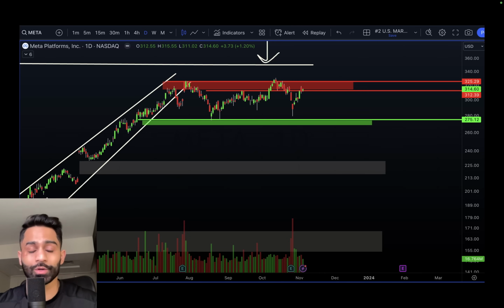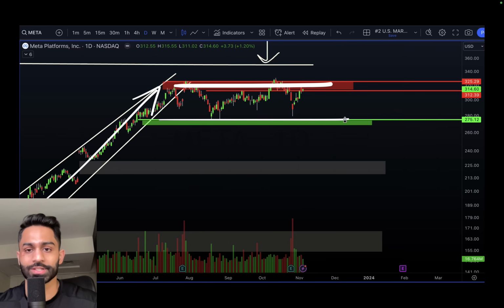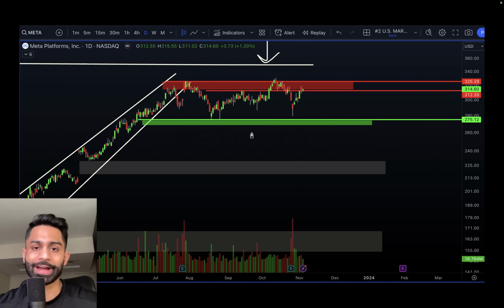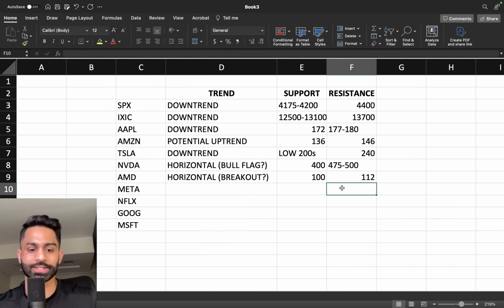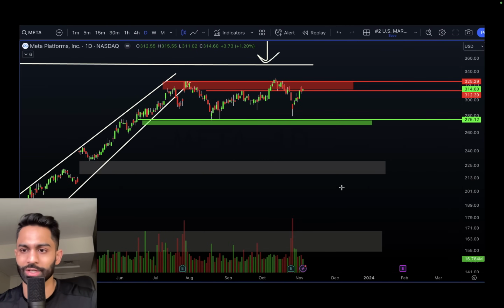Now, this could also be argued as a bit of a bull flag, this right here being the pole. We've got consolidation, supply here, and then of course a breakout potential past 325. So that's where we are. Almost an identical pattern to NVIDIA and AMD, as I would put down lots of consolidation sideways with a resistance at 325 and support at roughly around 275.